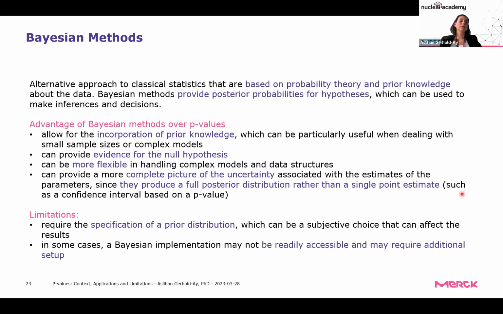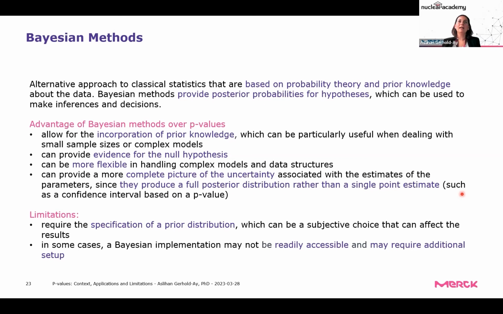Very quickly to go further on, sure, we have a lot of different things which we can use in the context of p-values, but for completeness, I need also to mention the Bayesian methods that are based on the probability theory and need also prior knowledge. The Bayesian methods provide posterior probabilities of the hypothesis. And the limitations here are that we need a specification of a prior distribution, and it might also require additional setups for the analysis which we are running here.